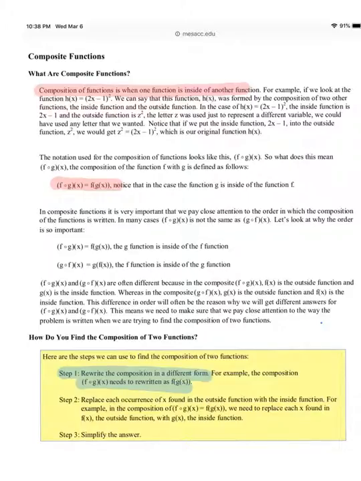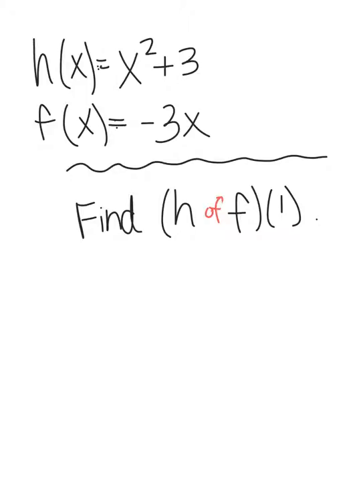You can go back to this slide and review some of the things that it goes over. But on the next slide, I'm going to give you an example. Here are 2 functions. It says h of x equals x squared plus 3, and f of x equals negative 3x. What I want you to do is find h of f when x equals 1. Looking back at the last slide, the first thing we need to do is rewrite this notation as h of f of 1.